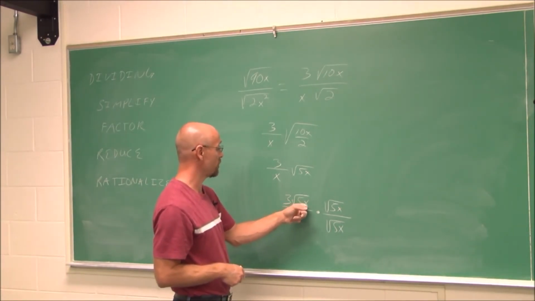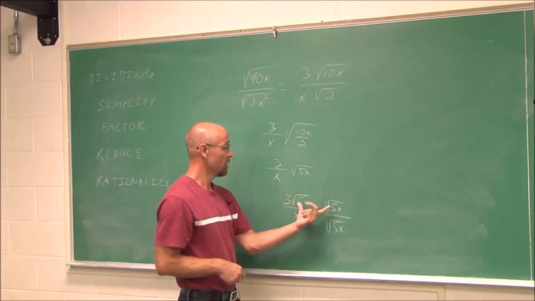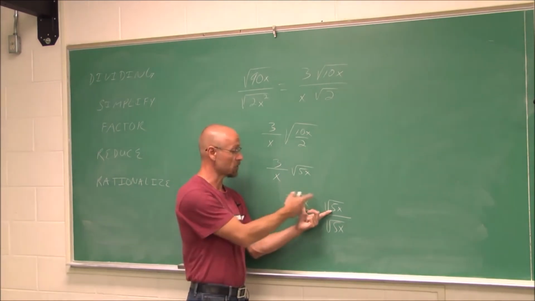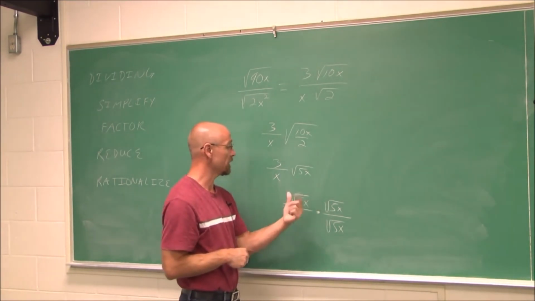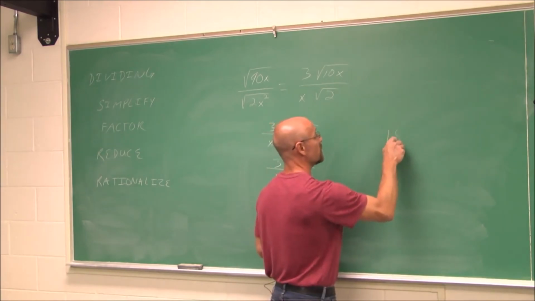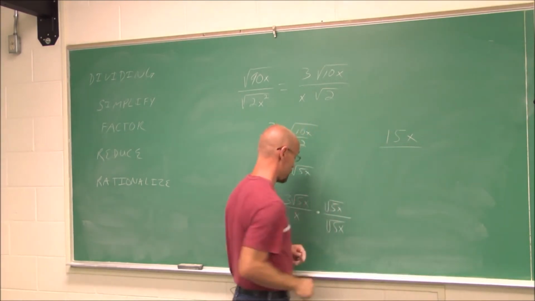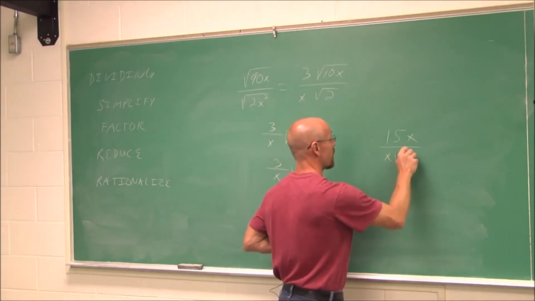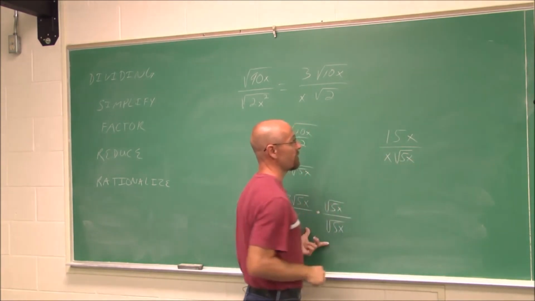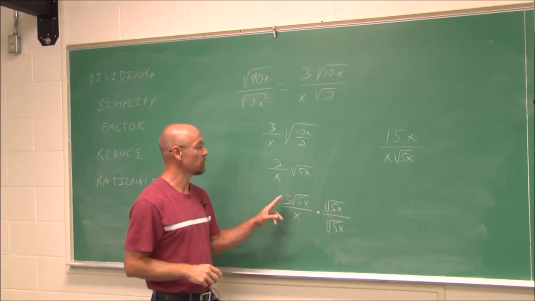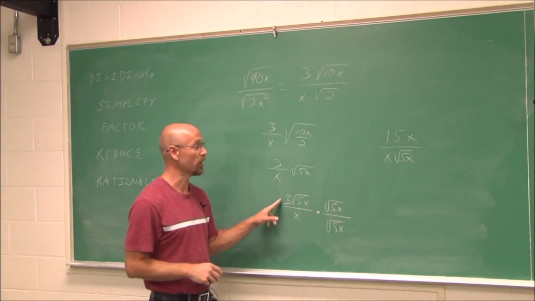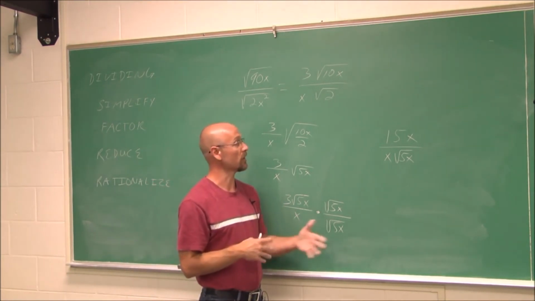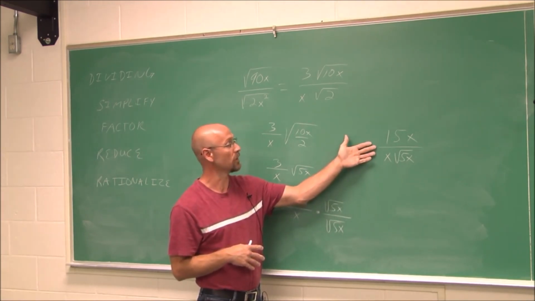3 times the square root of 5x times the square root of 5x. Well, this would be 5x, because we're squaring that square root. 3 times 5x is going to give me 15x. In the bottom, we have x times this value. It is what it is, x times the square root of 5x. So in this case, we actually rationalized the numerator. So you can go one way or the other, depending on what you're asked to do with that.